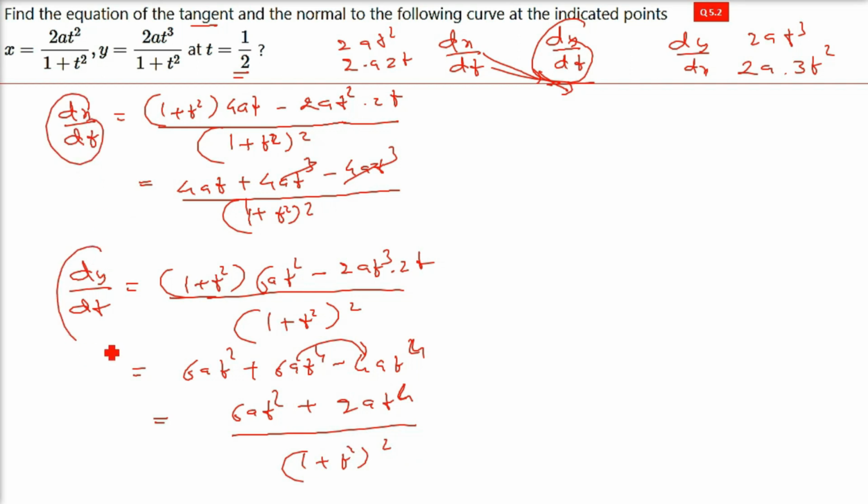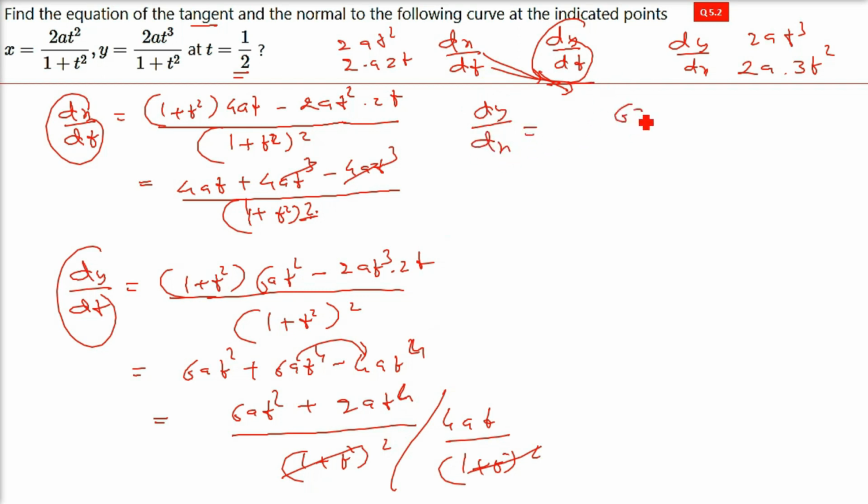Alright. Now dx by dt and dy by dt. Next thing will be dy by dx. So take the dy by dt and just divide it by dx by dt. So I'm just dividing it. (1 plus t square) whole square will get cancelled. So this 4at will come in the denominator. What do you get? dy by dx will be equal to 6a t square plus 2a t to the power 4, and we have 4at in the denominator.